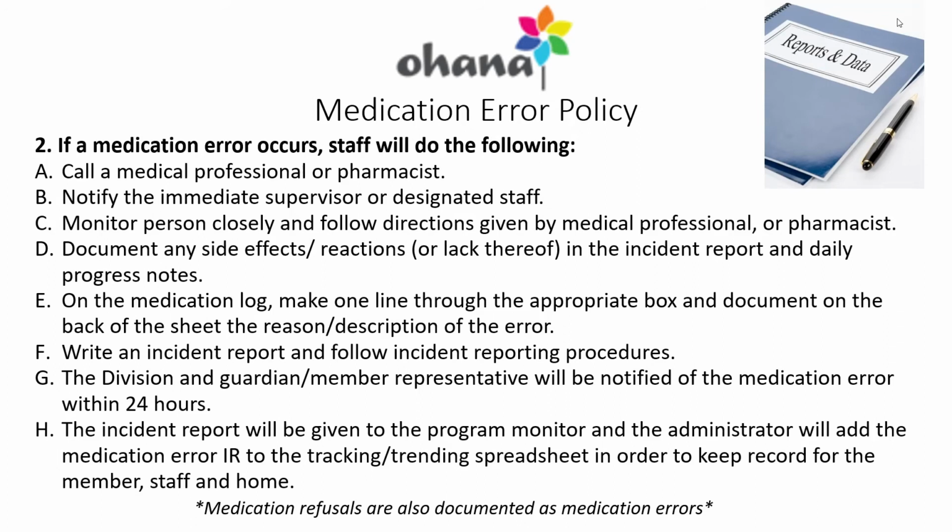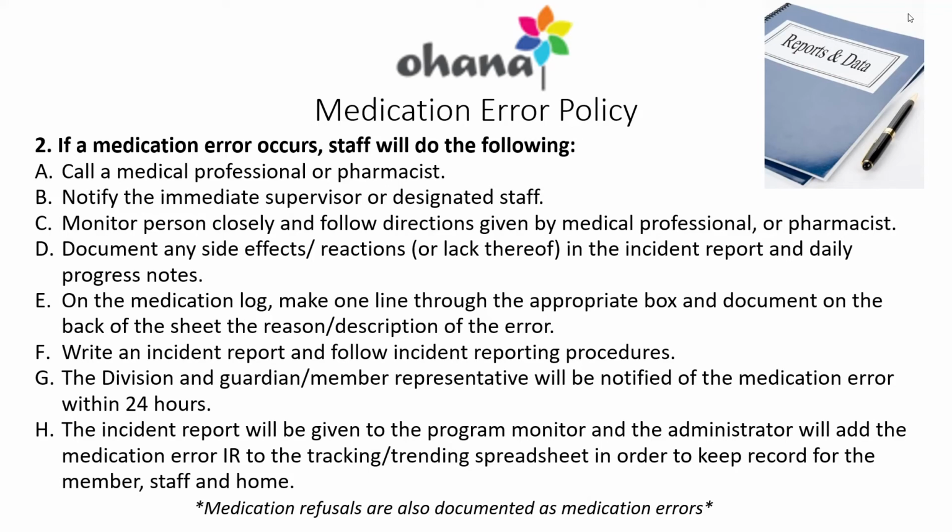So here are some action steps in the case of a medication error. From the previous slide, we discussed what is a medication error, what isn't. If a medication error does occur, here's what you need to do. First, you need to call a medical professional or a pharmacist. I mentioned it earlier in this presentation, but the phone number for the pharmacy will be on the medication bottle. It's very important that you call the number on there, speak with the pharmacist, and ask for any special instructions. You talk to the pharmacist and you say, hey, this person missed this specific medication. Is there anything different we should be doing? And they will let you know.